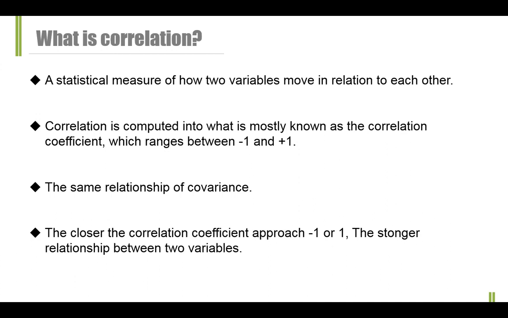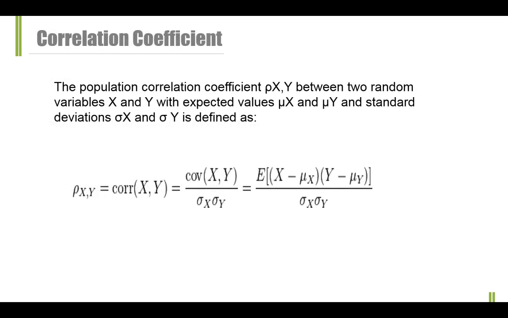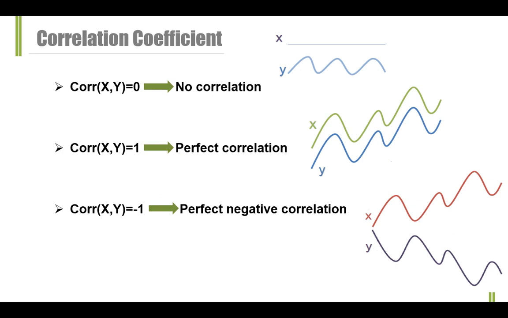And the correlation coefficient can be defined as the equation below. The correlation coefficient of X, Y equals the covariance of X, Y over sigma X times sigma Y. Sigma X and sigma Y represent the standard deviations of the two variables. There are 3 special situations that should be mentioned: no correlation, perfect correlation, and perfect negative correlation, in which the correlation coefficient equals 0, 1, -1, and the relationship of X, Y in these three cases can be simply expressed as three figures on the left side.